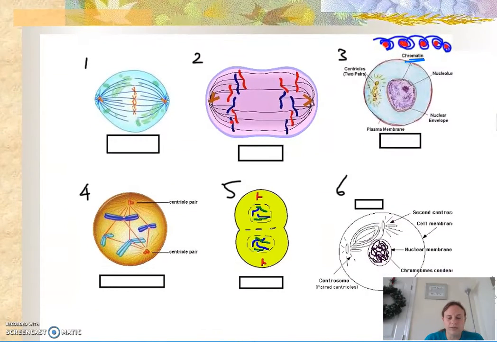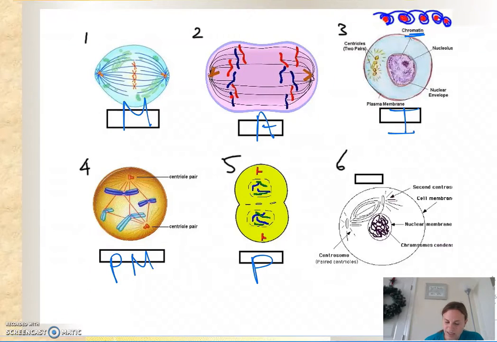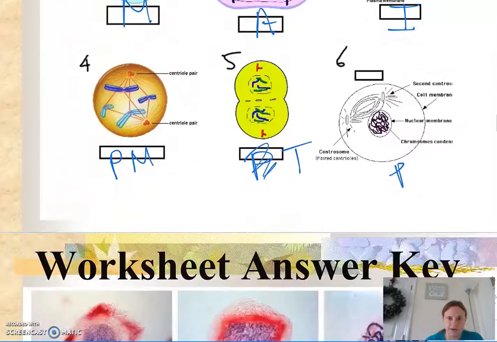Make sure that you are able to label all of the different phases depicted in these pictures. So if you want, you could pause, try and label them, and then check your answers. One is metaphase. 2 is anaphase. 3 would be interphase. 4 is prometaphase. 5 is prophase. 5 is telophase, and 6 is prophase. So make sure you'd be able to identify those.